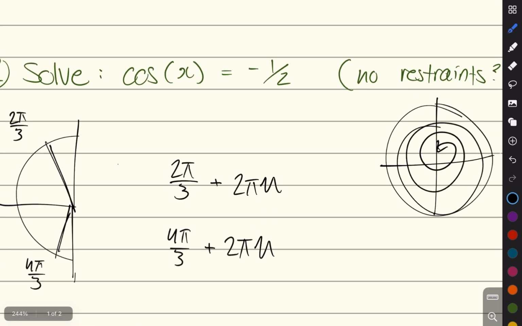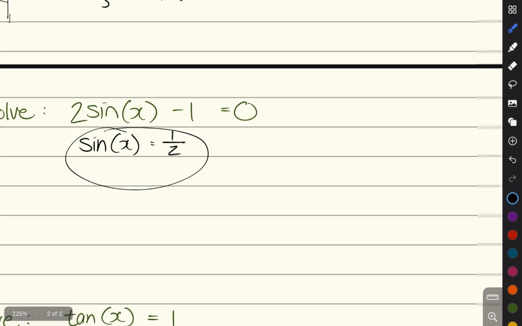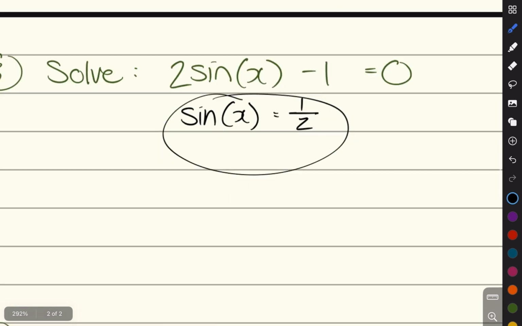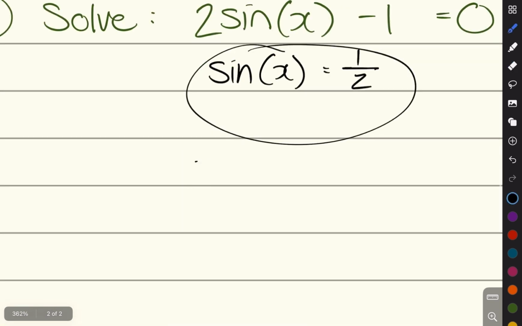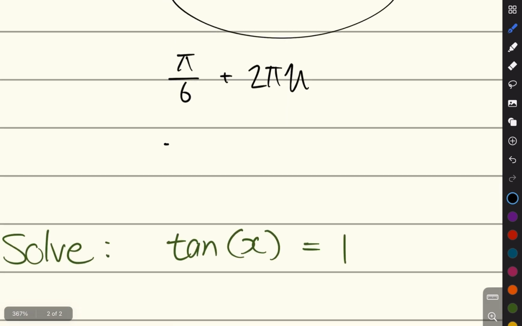But we also need to understand that we have no restraints in this problem as well. So the answers would be pi over 6 plus 2 pi n and also 5 pi over 6 plus 2 pi n.